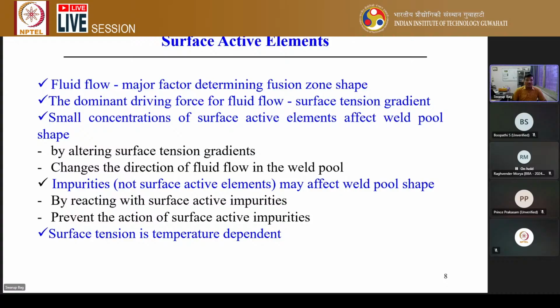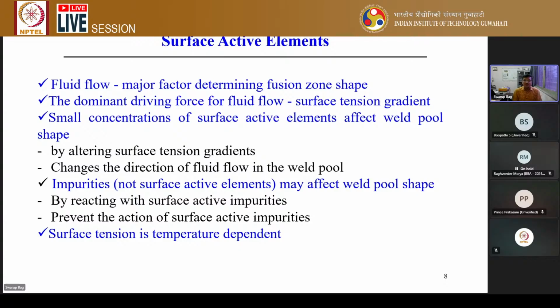Now, sometimes when we discuss the advancement of the welding process, we want to understand the fluid flow. We sometimes neglect the fluid flow in fusion welding, but at some point it is important because it has a role in deciding the shape and size of the fusion zone. Within the small weld pool there must be circulation of the liquid metal. The dominant driving force for the circulation of the liquid metal is the surface tension force.